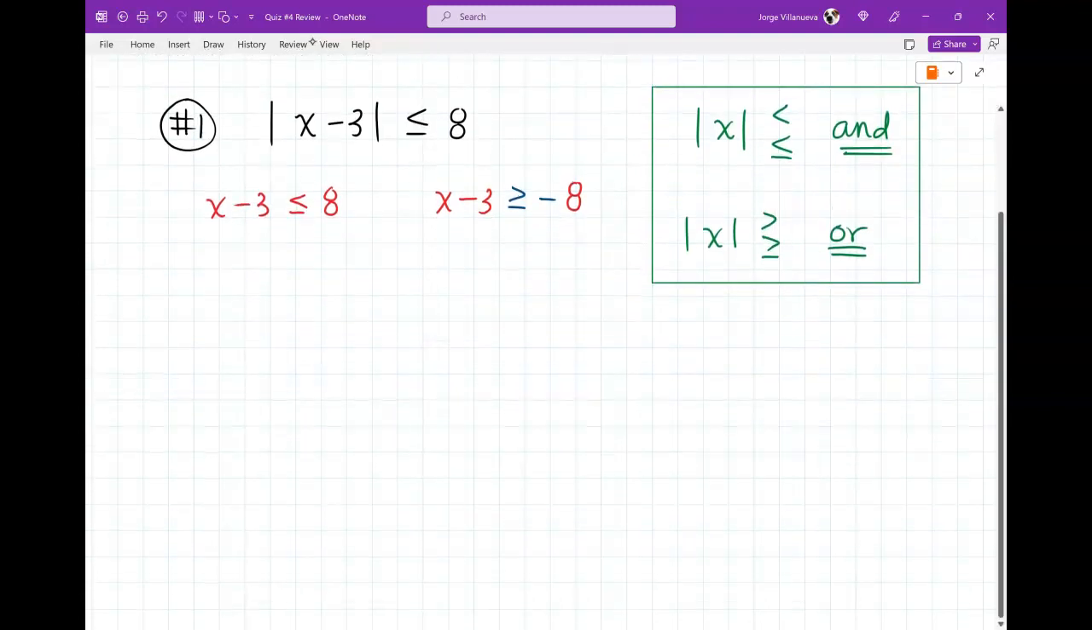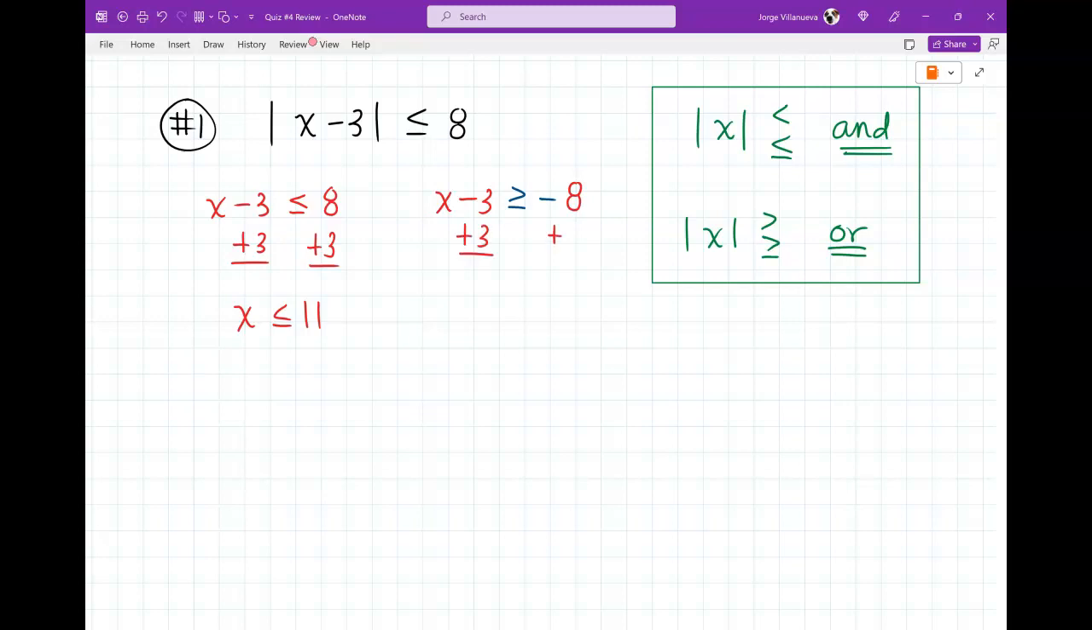Now this shouldn't be a hard part from here. Most of you guys do the solving well. You just mess up on the rewrite. So that's at least what I'm noticing. A lot of you guys are okay once you have the 2 equations out, but the rewrite kind of messes some people up. So let's add 3 on the other side as well. So x less than or equal to 11, x greater than or equal to negative 5. Okay, so I'm done. Now let me make my number line.